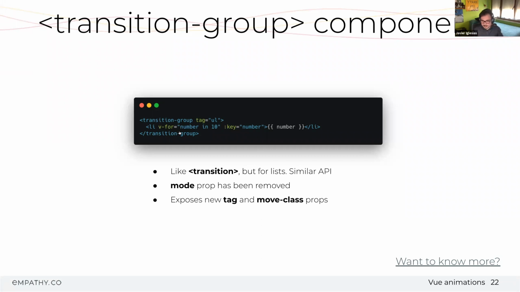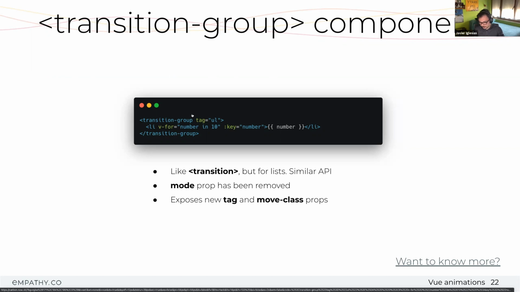The first one is the tag. This is because in Vue 2 there is a limitation and the component can only render a single root node. And so this transition group component has to render something. It can't just render the 10 items you provide. It has to render them inside another node. With tag, you define which element you want to render. In this case, this is an ordered list. You could use a section, a div, or whatever you want here.